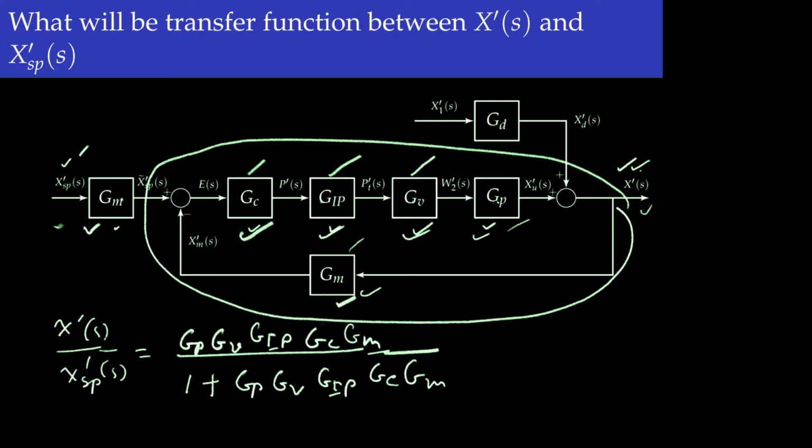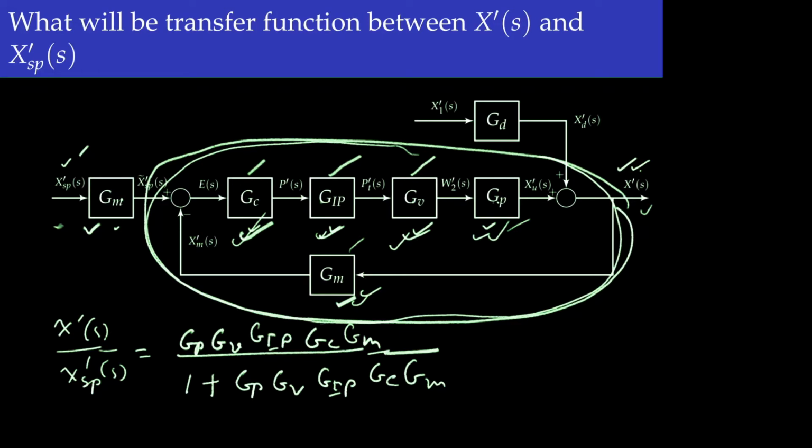and set point, which were GP, GV, GIP, GC, and GM in the numerator, and in the denominator 1 plus all the transfer functions within the loop. So within the loop, the transfer functions were GP, GV, GIP, GC, and GM. So this is the relation between the output and the set point. Why are we considering all these different elements?